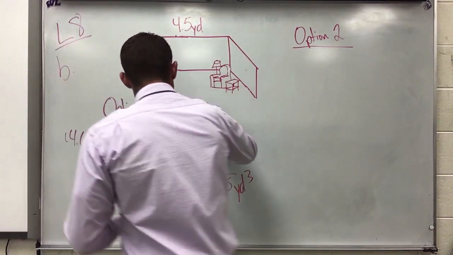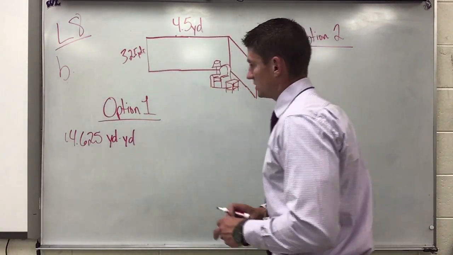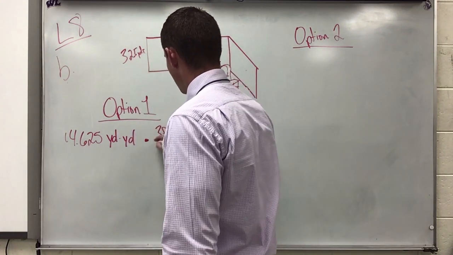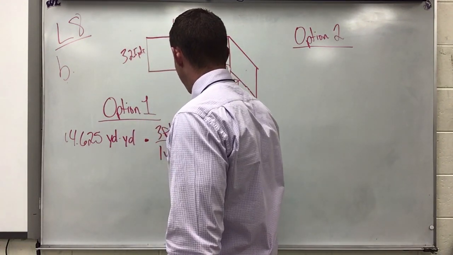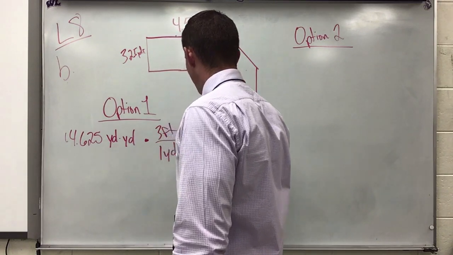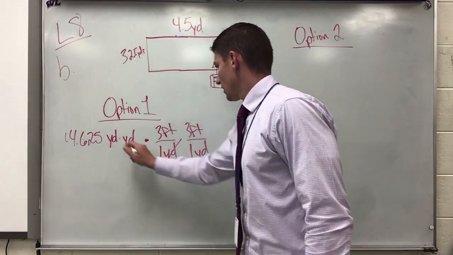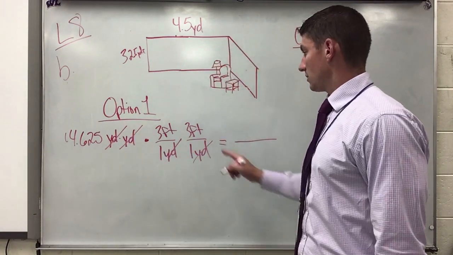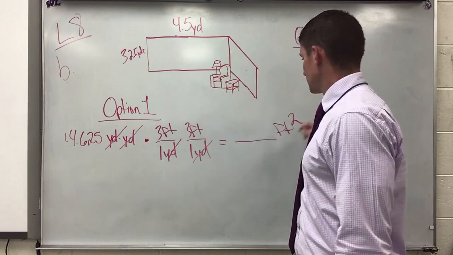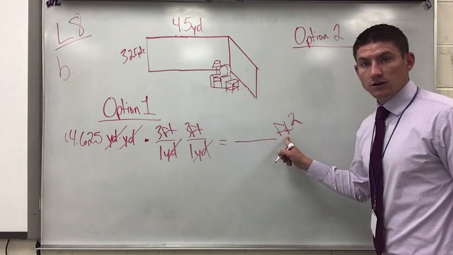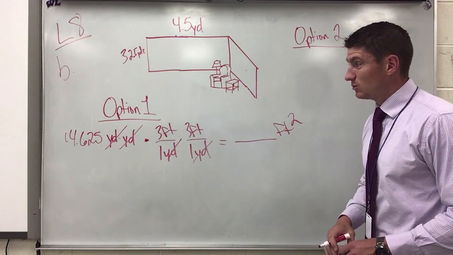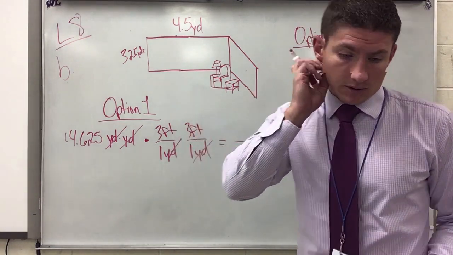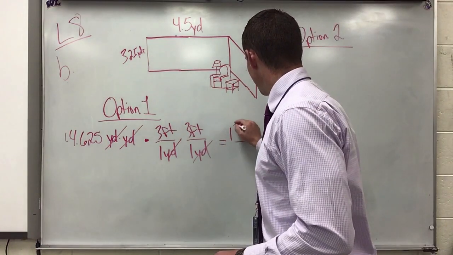You're going to then convert that using your unit analysis, saying that 3 feet is 1 yard, and 3 feet is 1 yard to cancel. Now, this yards cancels with this yards cancels with this yards, and my answer then is going to be written in feet squared, because feet times feet would be feet squared. What's 14.625 times 3 times 3, which is 9.